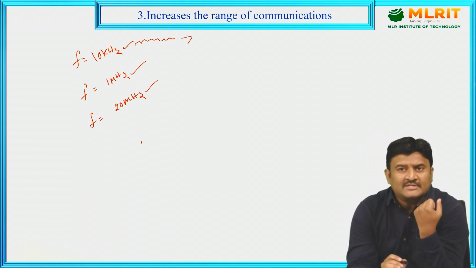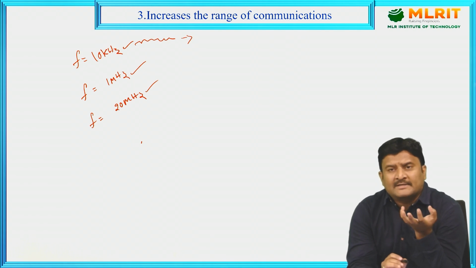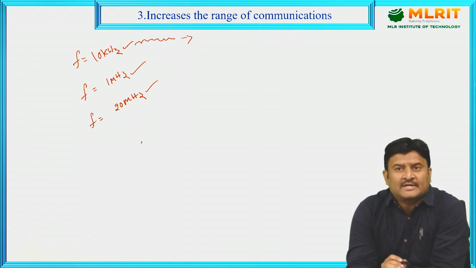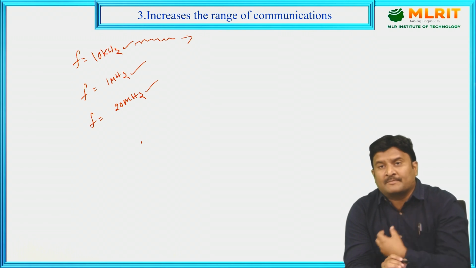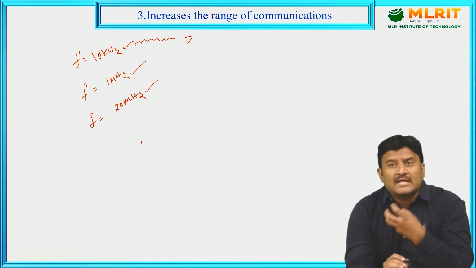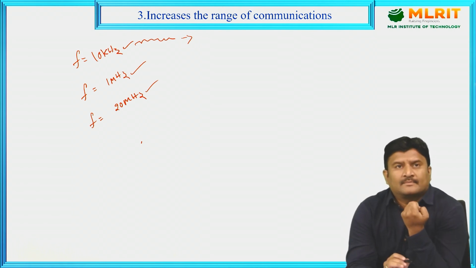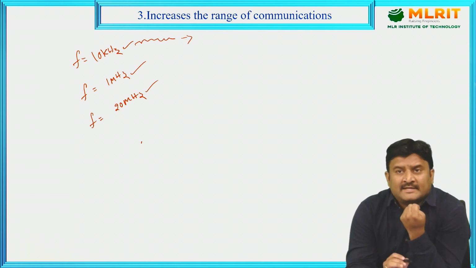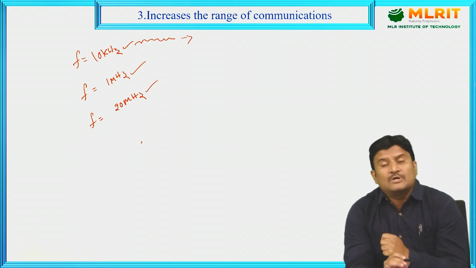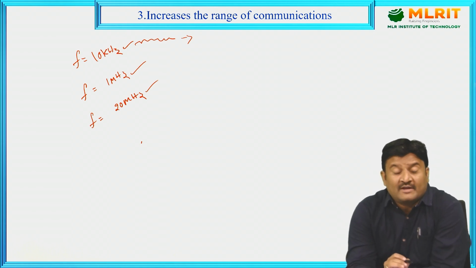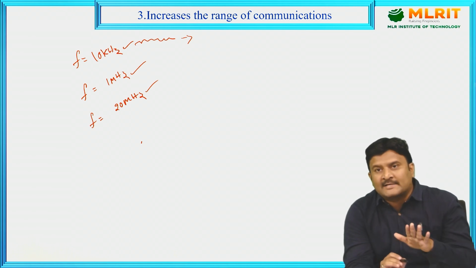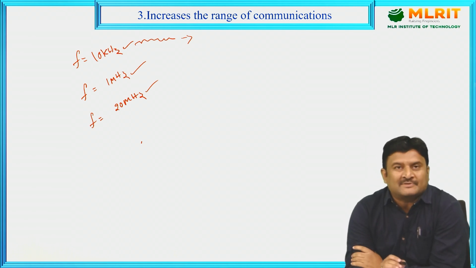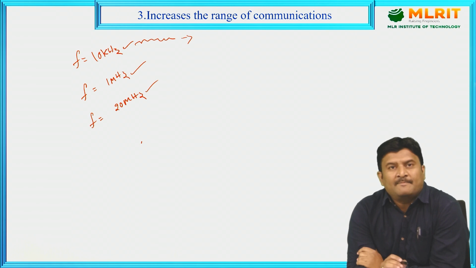Observe here, this 10 kHz signal cannot easily be transmitted over a long distance. Long distance means, for example, 100 meters, 200 meters or 1 kilometer. When you transmit this 10 kHz signal, it has attenuation problems. The signal quality is reduced, and it is not possible to transmit a low frequency signal a long distance. But my intention is to transmit this low frequency signal a long distance, which is possible with the help of the modulation process.